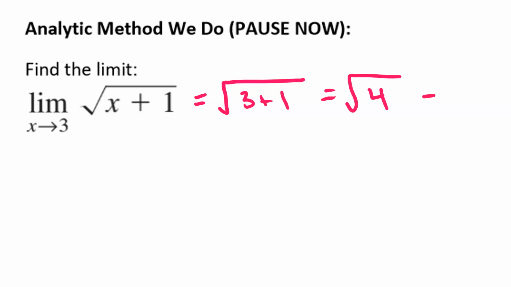This one works. The square root of 4 is 2. So we call it a day. We're happy campers.